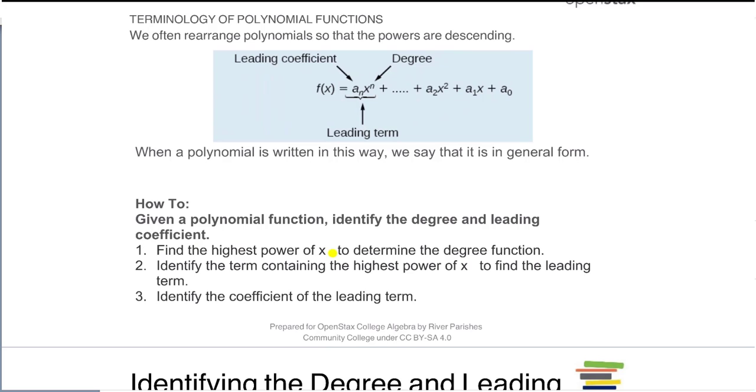So how, given a polynomial function, do you identify the degree and leading coefficient? First, you find the highest power of x to determine the degree of the function, and then you identify the term containing the highest power of x to find the leading term, and then from there you identify the coefficient of the leading term.